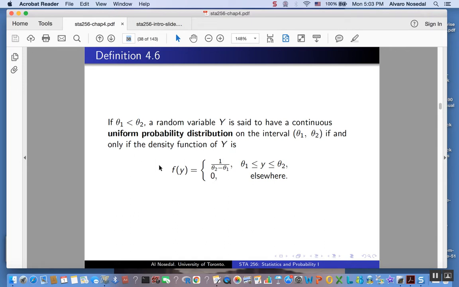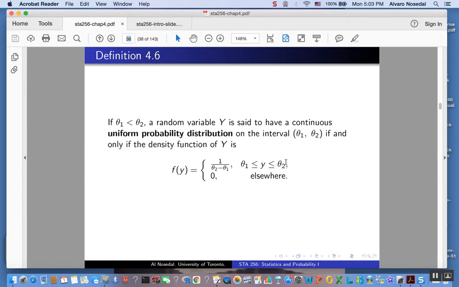Make sense? Now think about it. These two numbers are constants, so once you do theta 2 minus theta 1, this is just a number. So what we're saying is the graph of f of y is a constant between theta 1 and theta 2. If it's a constant, that means we have a horizontal line between theta 1 and theta 2. That's what the graphical representation of the PDF will look like for a continuous uniform random variable. Make sense?